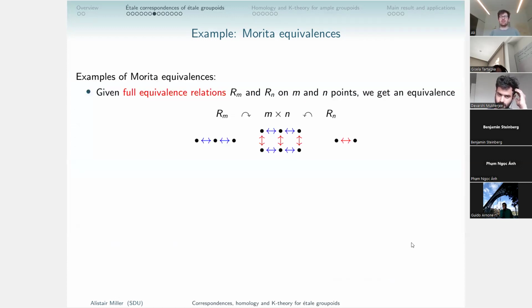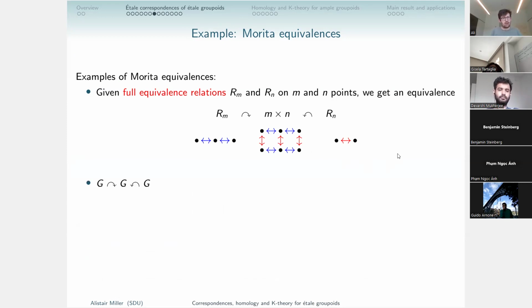Good. So some examples of Morita equivalences. I think this is the most basic example, and this is the analog of the C-star algebra Morita equivalence between the m by m matrices and the n by n matrices. We can see here that this equivalence relation on 3 points and the equivalence relation on 2 points both act on the 6-point grid. This one moves things horizontally, and this one on the right will move things vertically. You can check that those actions commute, and they're as nice as they could possibly be.